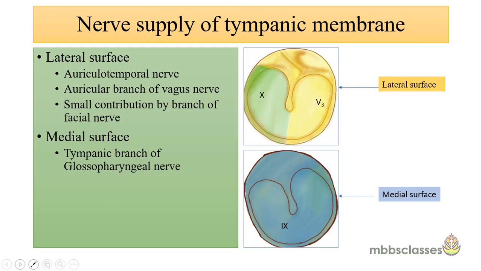This facial nerve gives a branch to the auricular branch of the vagus nerve on its exit through the stylomastoid foramen. So the posterior part of the tympanic membrane, the lateral surface, is supplied by the vagus nerve and a small contribution by the facial nerve. The whole of the medial surface of the tympanic membrane is supplied by the tympanic branch of the glossopharyngeal nerve, which is also known as Jacobson's nerve.